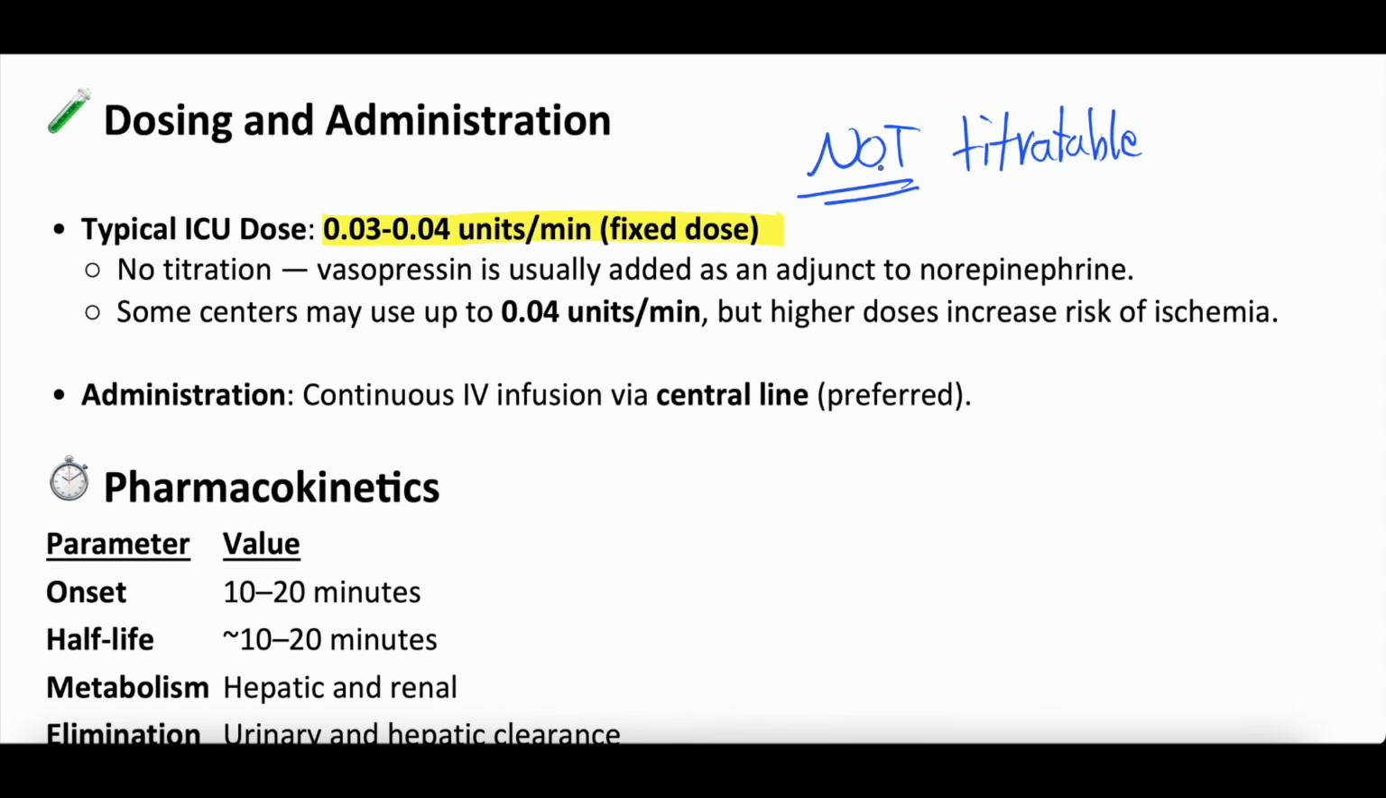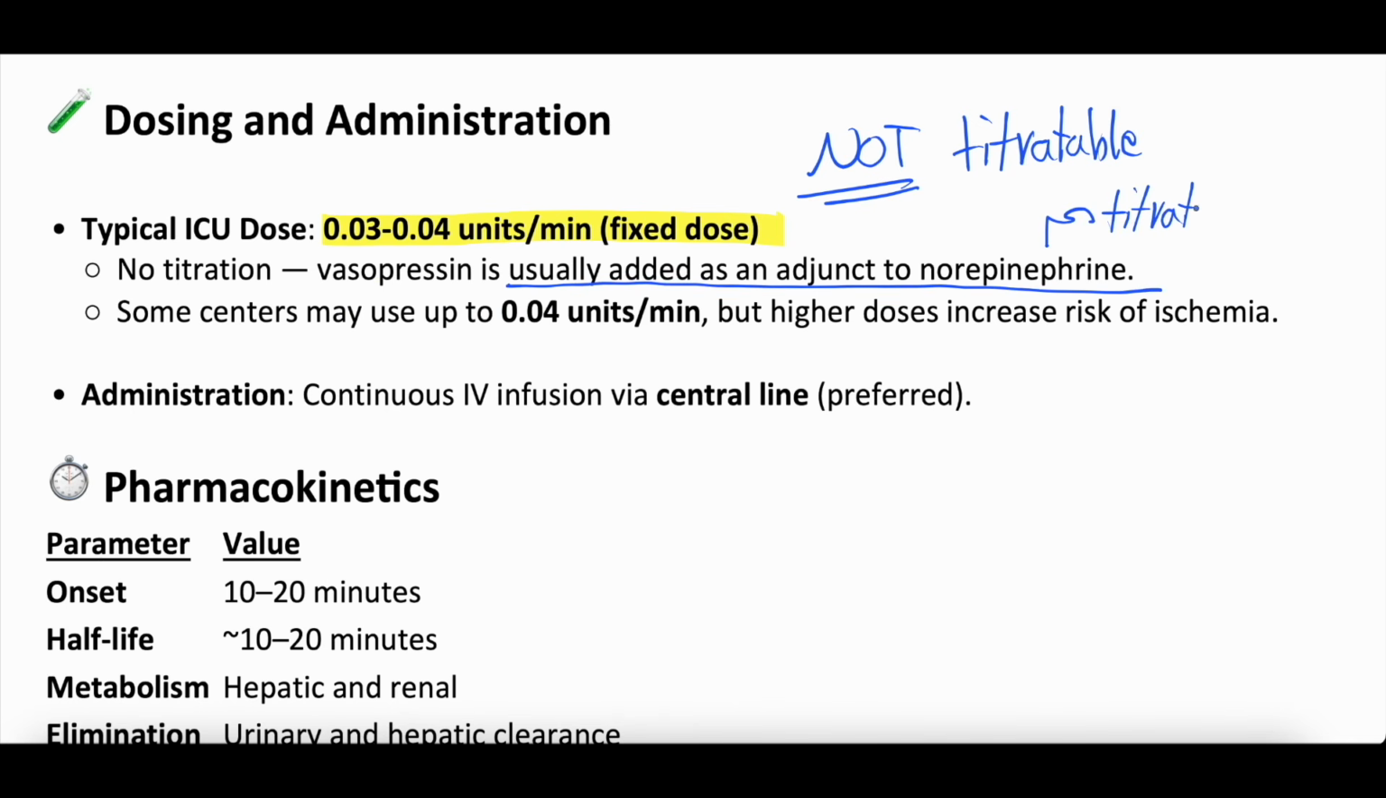It can be titrated, but typically we order it as fixed dose. So the nurse isn't bedside increasing it or decreasing it depending on the blood pressure, right? We're not going from 0.03 to 0.04 to 0.05 to 0.06. We're leaving it at that fixed dose. So vasopressin is usually added as an adjunct to norepinephrine because the norepinephrine is titratable.